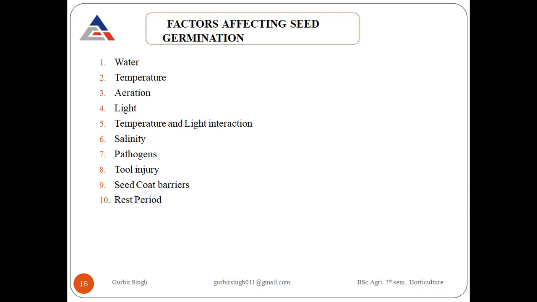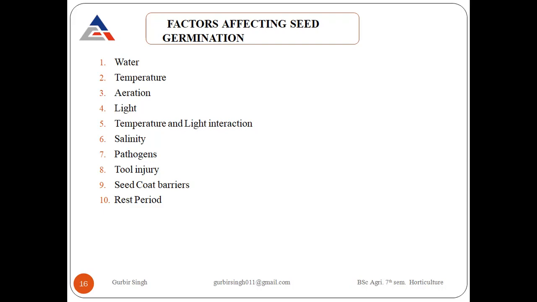Next is light. Seeds of certain plants have a specific requirement for light and will not germinate in the absence of light. Light intensity has relatively less effect on seed germination, but photoperiod and wavelength have more effect on seed germination.